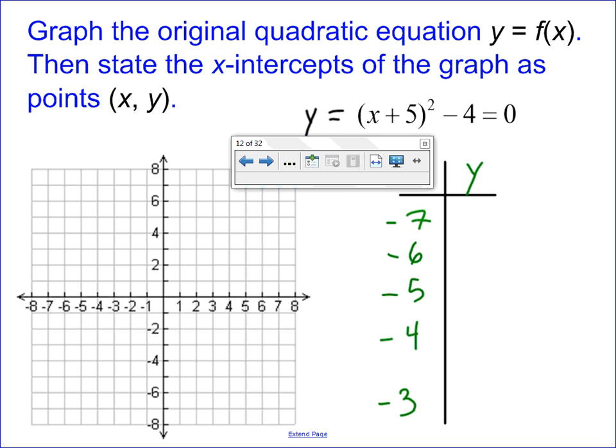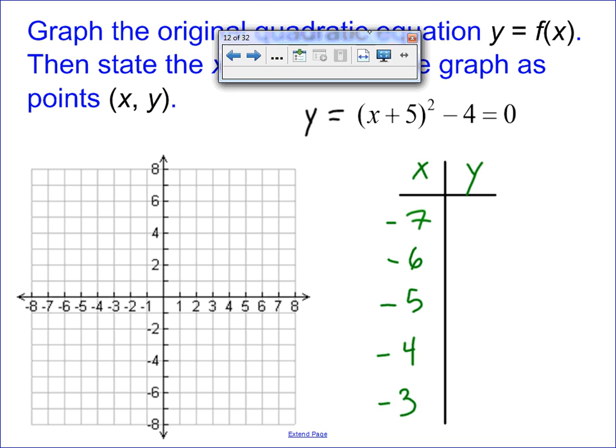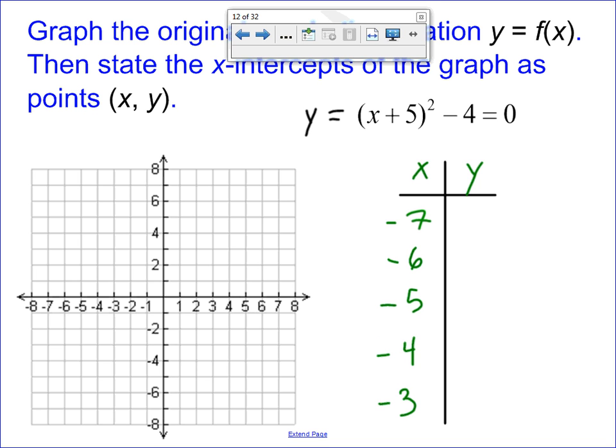And if we need more, we can add more, you guys. That's the beauty of having a function rule, is we could evaluate this as many times as we want for as many different x values as we want it to. So I'm going to go ahead and evaluate now with my x values and see what y coordinate is paired with. So when I plug in negative 7, I get negative 7 plus 5 is negative 2. Quantity squared is positive 4, minus 4 is 0. I feel like we just did that.